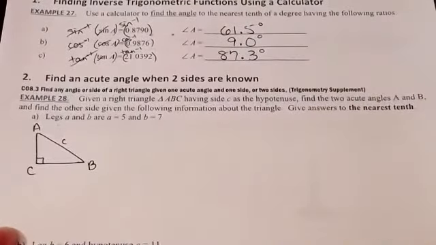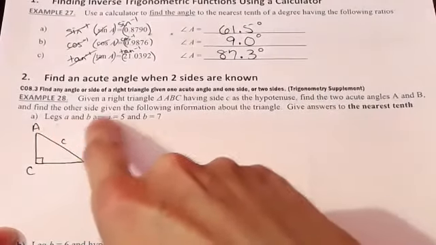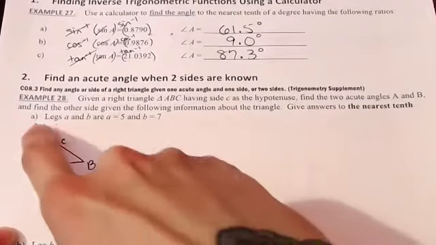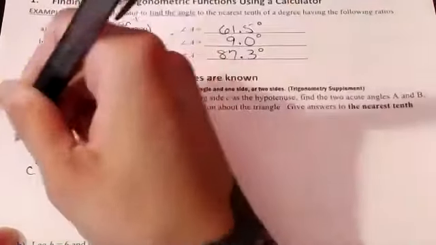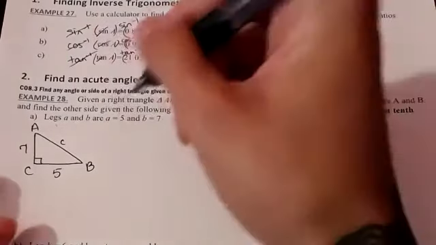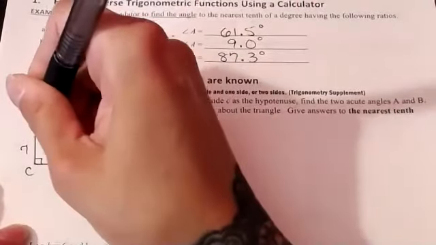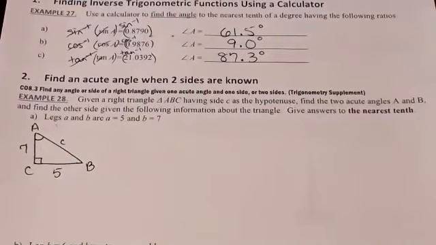We are told that we want to give our answers to the nearest tenth. We're told legs A and B are 5 and 7. So leg A is 5 and leg B is 7. We would like to find the other two angles and the other side. Let's start with wanting to find angle A. That's what I would like to find first.